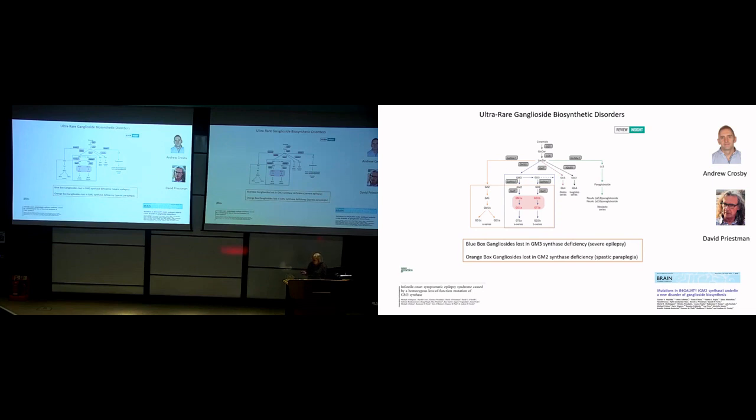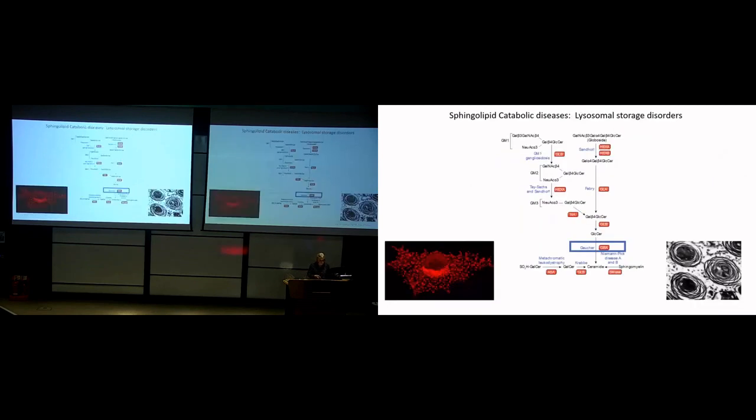A few years later, he mapped a second gene in this pathway, which is called GM2 synthase, and this actually presents as a spastic paraplegia. So 2 very similar diseases, and in these boxes, it just shows you the different glycolipids that are lost in these 2 disorders. So you can have biosynthetic diseases, and I just want you to remember GM3 synthase, because this is going to be relevant later in the talk.